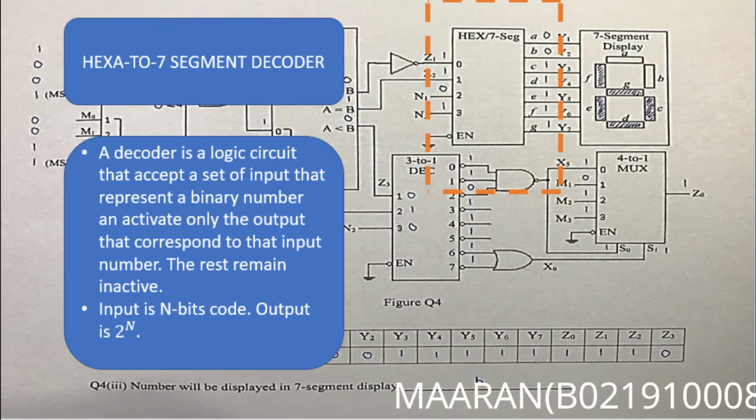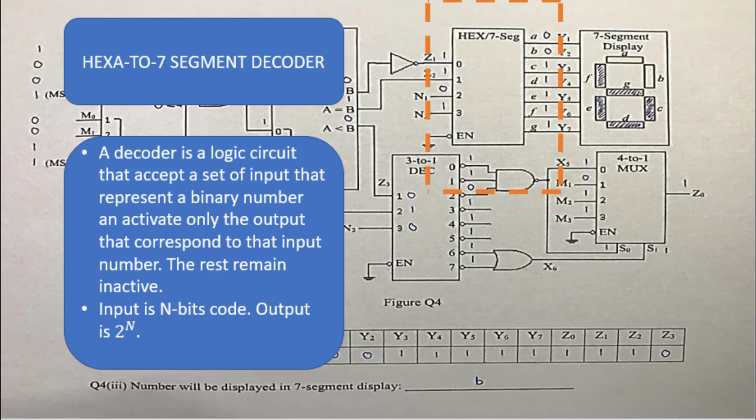Now, I am going to explain about the hexa to 7 segment decoder. A decoder is a logic circuit that accepts a set of inputs that represent a binary number and activates only the output that corresponds to the input number. The rest remain inactive. The input is an n bits code, while the output is 2 power of n.